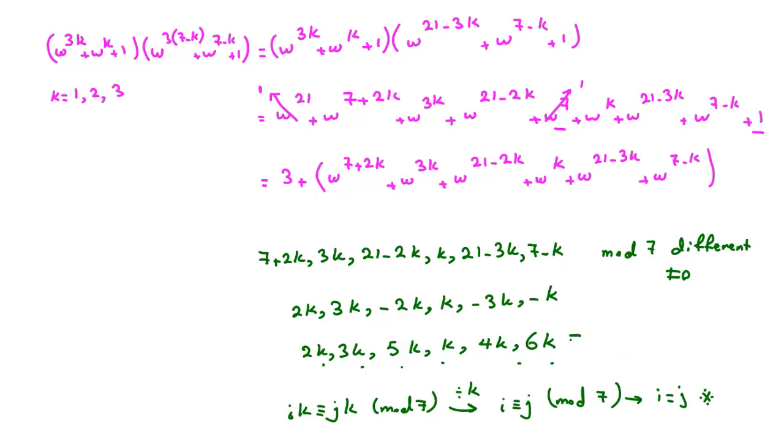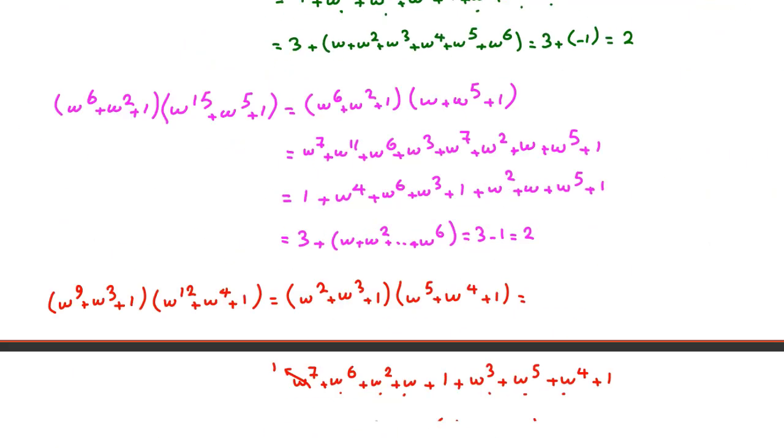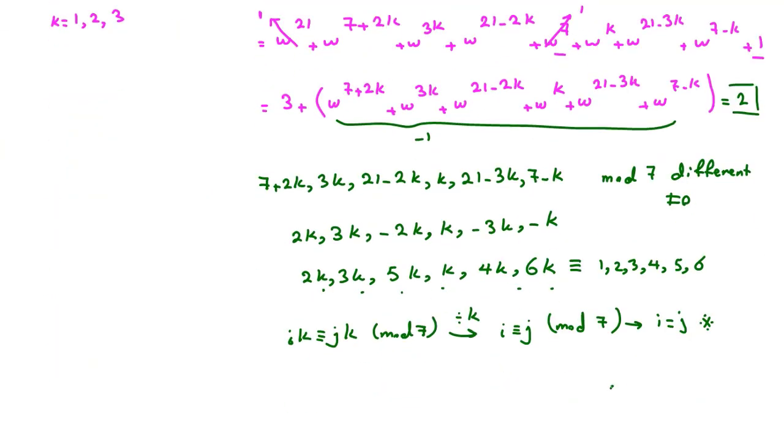So we can say mod 7, they are equal to 1, 2, 3, 4, 5, 6. So this part is -1. So 3 minus 1 is 2. And in this way, it is 2, 2, 2, 3 times 8, 24. Okay, so 3 times 2 cubed equals 24.